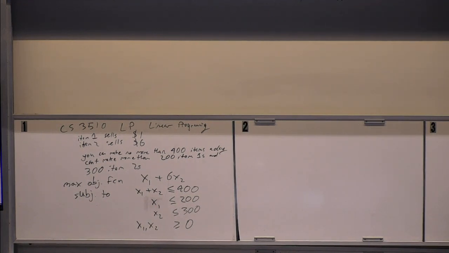Maybe if you make 50 less item 1s, you can make 300 more item 2s. I mean, 50 less item 2s, you make 300 more item 1s. Something like this, yeah?